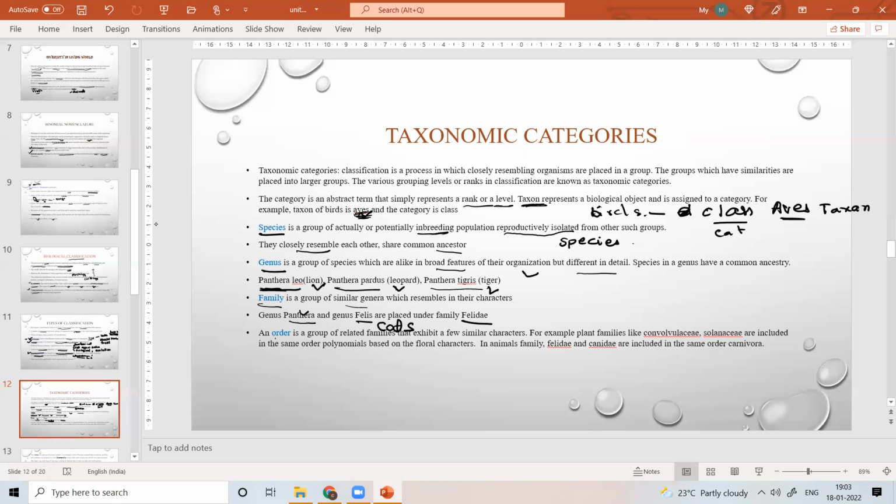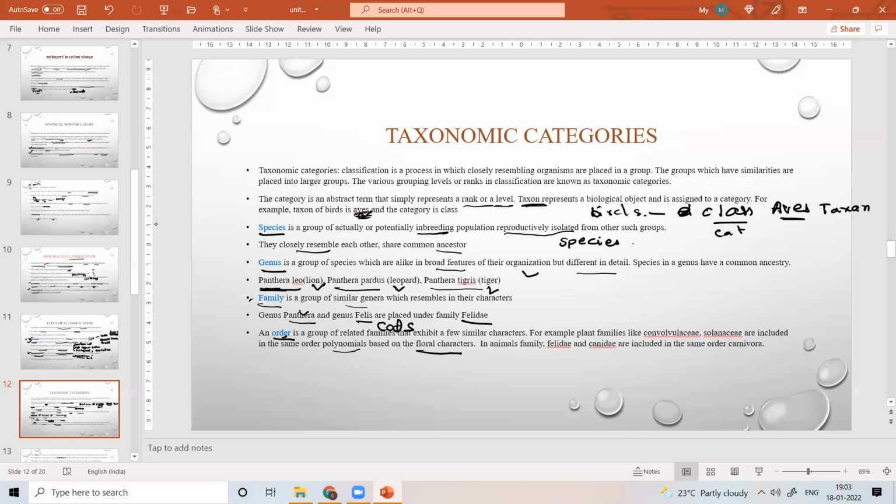The next level of organization is the order. The order is a group of related families. Some related families are included in one order and exhibit a few similar characters. For example, families like Convolvulaceae and Solanaceae are included in the same order, Polymoniales, based on their floral characters.